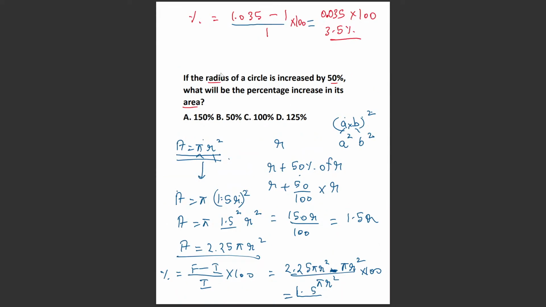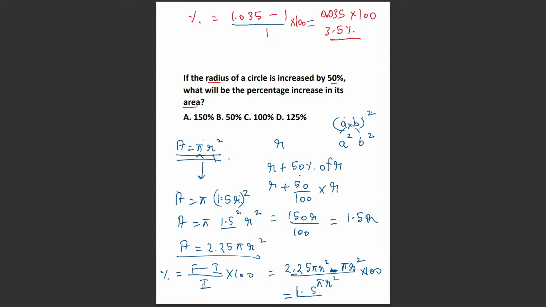Next, if the radius of the circle is increased by 50%, what is the percentage increase in the area? The area formula is pi r square. Now only the radius is increased, by 50%, so we get 1.5r. Just put it into the formula, 1.5r whole square, and finally we get the area over here. This is the final area we have got.